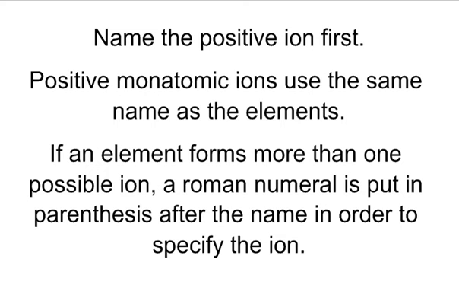If an element forms more than one possible ion, we use a Roman numeral in parentheses after the name in order to specify the ion.